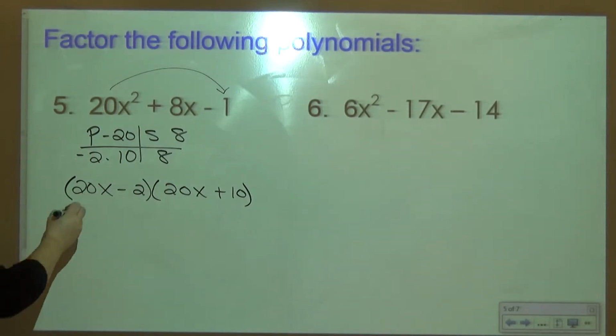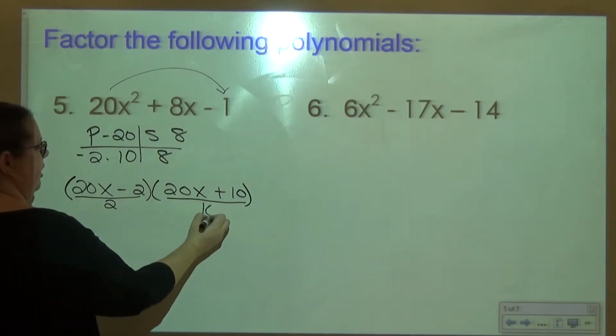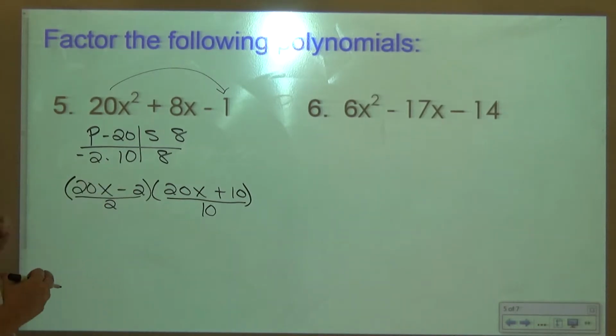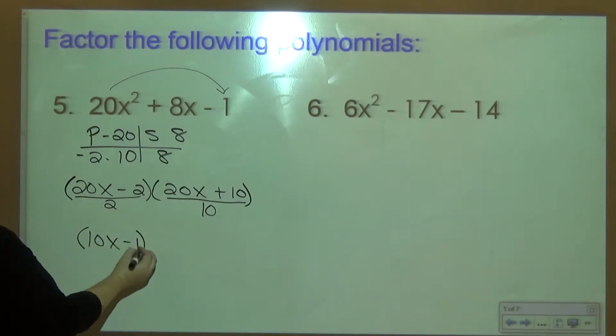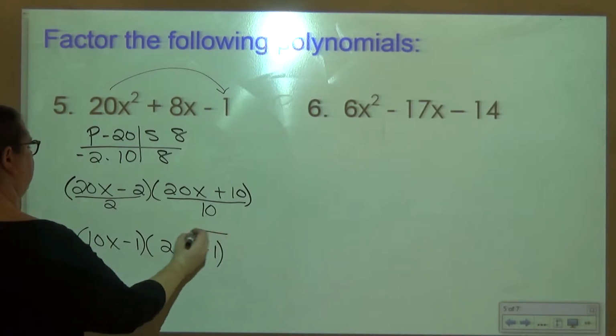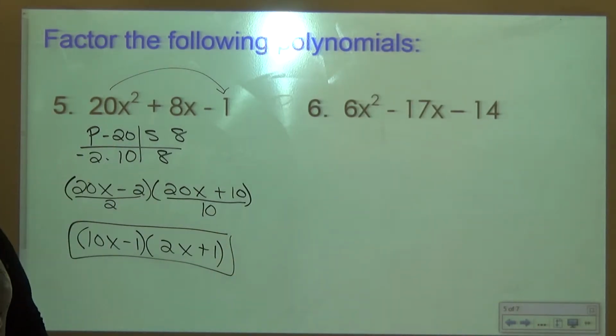Now notice I can't divide by 20 in either one of these, but I can divide here by 2, and I can divide here by 10. And 2 times 10 is 20. So I'm kind of taking some out of here and some out of here. So when I divide, I get 10x minus 1 and 2x plus 1. So these are the ones that are slightly harder.